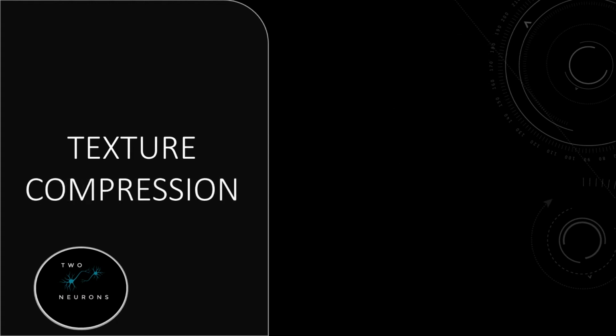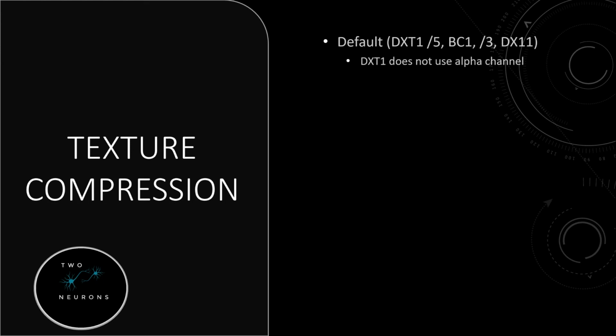We also, as I've mentioned, have texture compression. So the default, which is DXT1/5, BC1/3, and DX11. Now, DXT1 does not use an alpha channel. So if you didn't need the alpha channel, you want to use the default setting and click the checkbox I just mentioned. But DXT5 does support the alpha channel. So you have both of those settings in there, and you can tweak it based on your needs.